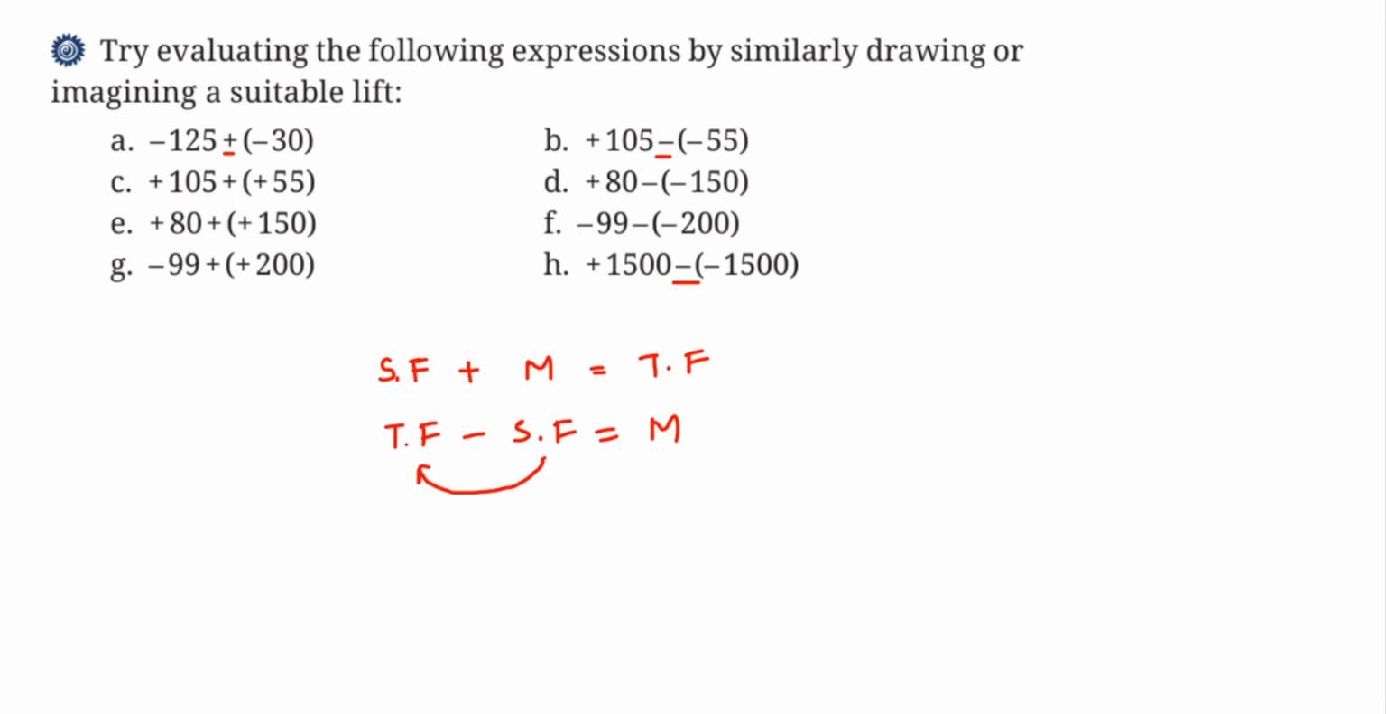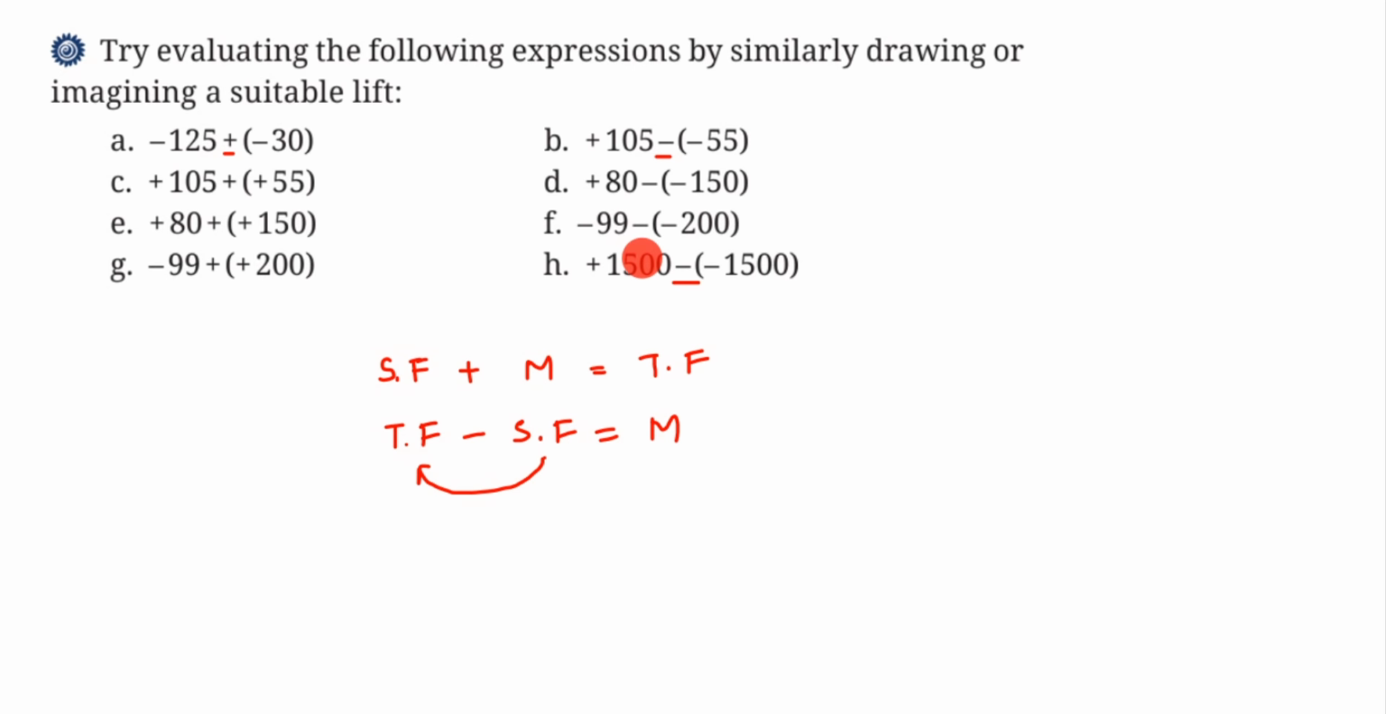So wherever you see the negative sign between the two integers, this means that we have to use this concept. So the second integer will be your starting floor or the starting point, and the first number will be your target point or the target floor. Remember that. So let's apply this concept and answer this question.